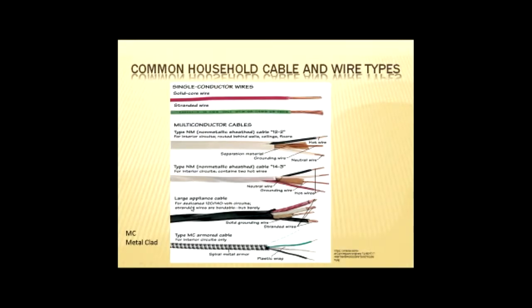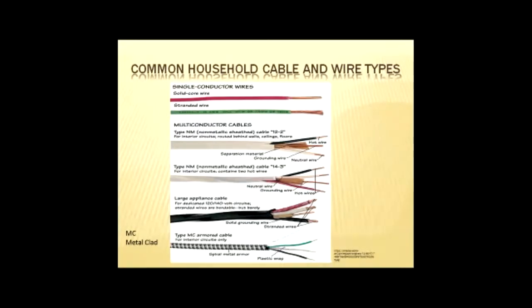Large appliances, dedicated circuits, strain wires. So you can also see some larger cables as well. And you can see that with the thicker gauges, they abandon the solid core wire, but they go into the stranded wire. And we're going to analyze that in a few minutes.